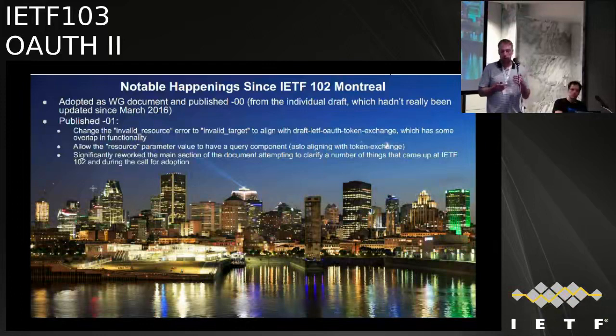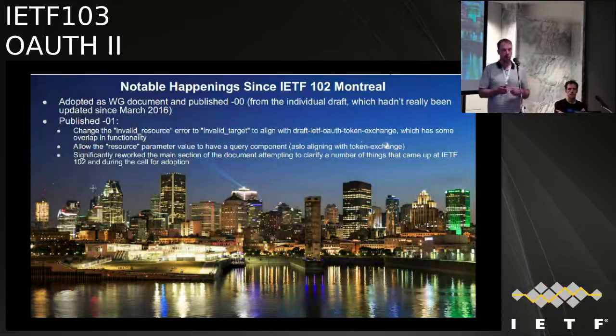Also in alignment, they drifted in earlier stages of the editing, but I updated this draft again to come in alignment with Token Exchange, and the resource parameter is now allowed to have a query component. I tried to simplify things by taking that out, but to be consistent, and because there were use cases expressed that desired that, it's now allowed here.